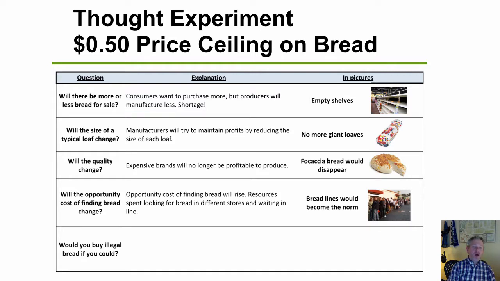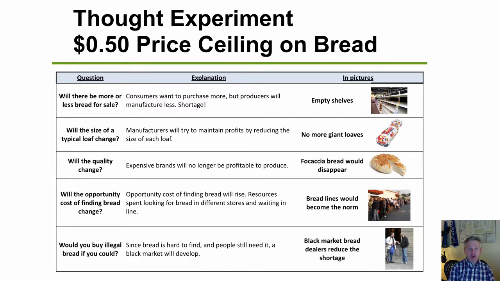And would you buy illegal bread if you could? Well, since bread is hard to find and people still want it, there might be a black market in bread. It's hard to imagine that, but if a price ceiling was placed on it, you might see exactly that, a black market in bread. You see this in some places where there are price controls on cigarettes. People bring in cigarettes from other states where they're cheaper, and you get a black market in cigarettes or a black market in other things.